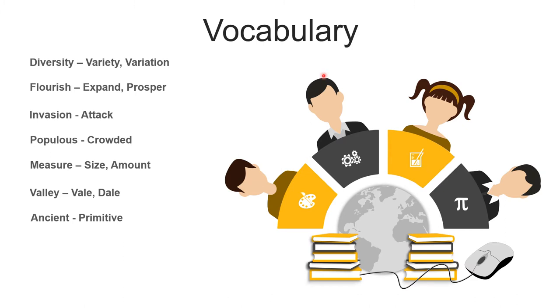So here are some vocabulary as well. First, try to know the different words and their meaning. Diversity, I told you 3 times ago. Diversity means variety, variation. Flourish means expand, prosper. Invasion means attack. Populous means crowded. Measure means size, amount. Valley is vale, upotokka. Ancient means primitive.